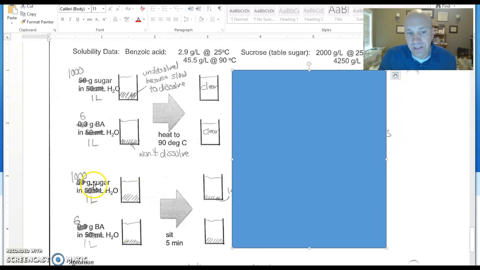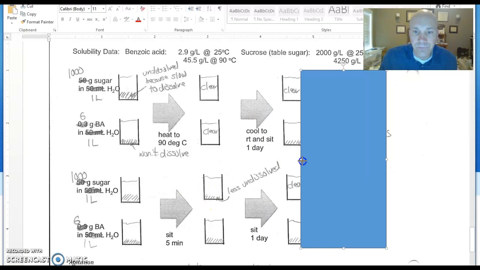By contrast, let's take those same solutions and just let them sit there at room temperature for 5 minutes. Nothing's going to happen to the benzoic acid. Remember, at room temperature you can only dissolve 2.9 grams, so it doesn't matter how long you let it sit there, it's still not going to dissolve that extra solute. With the sugar, one thing that you're going to notice is that you still have some sugar at the bottom, but there's less of it. As time goes on, since it will eventually dissolve that much sugar, you're going to see less and less over time.